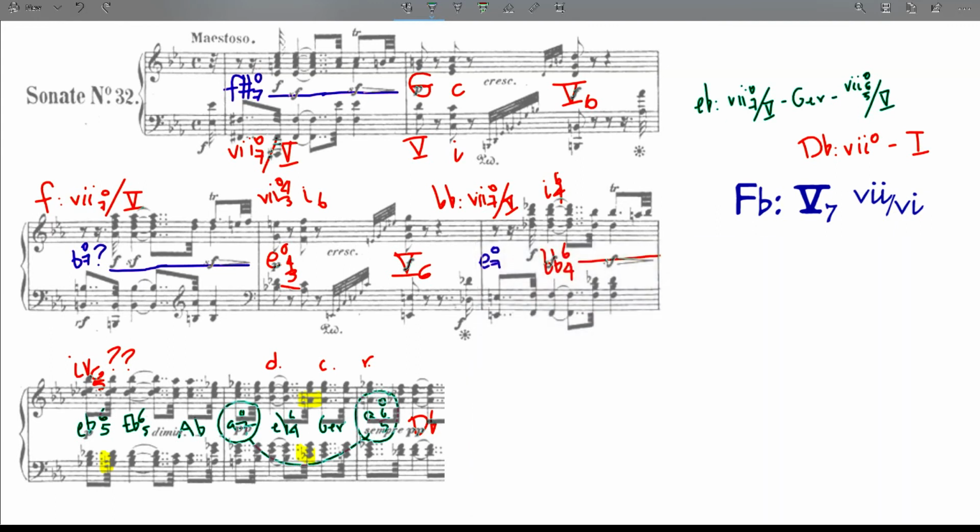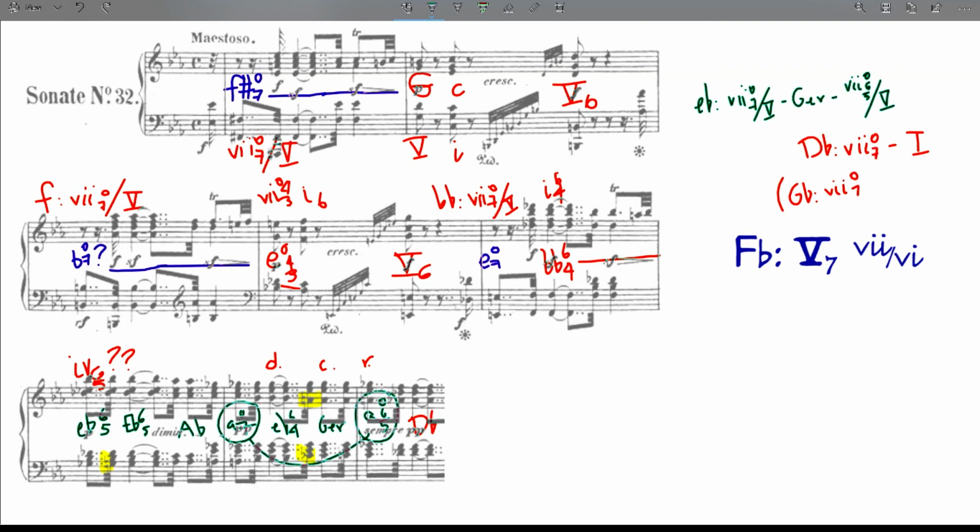Except that it was resolved onto major, so as we saw before in the very first phrase, the diminished chord would resolve into minor if it was 7. When it resolves onto major, it sets up that resolution chord as the dominant, so this is actually 7 of 5 in G flat, resolving to 5.